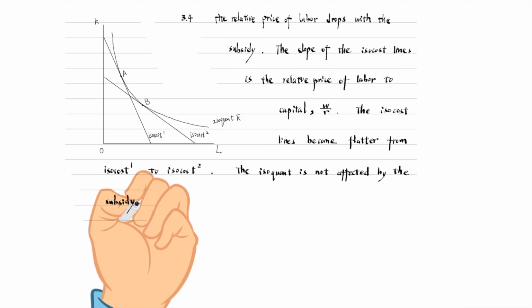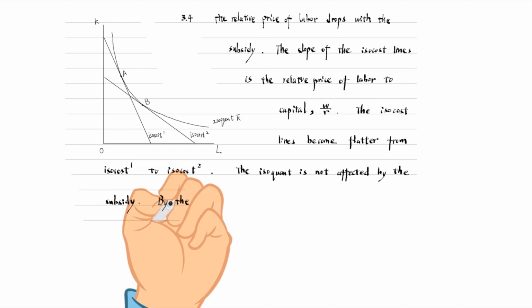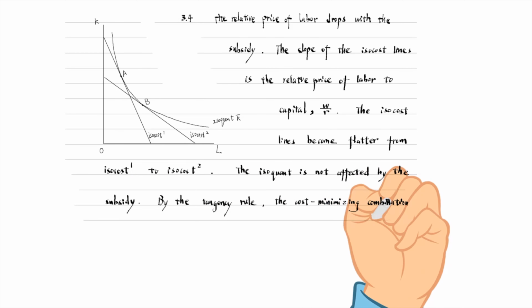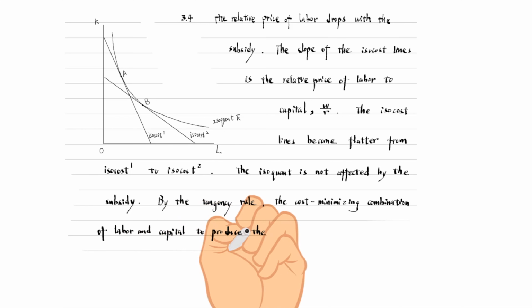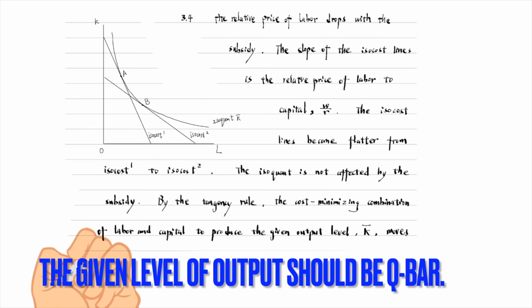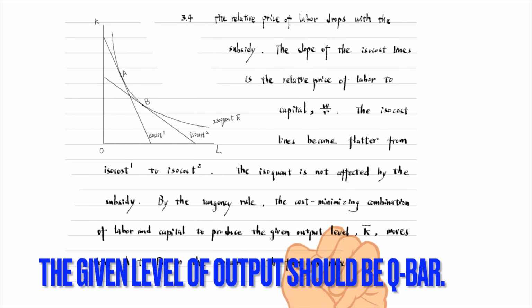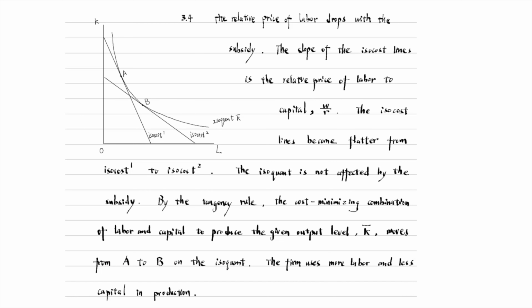Assume that we have an interior solution. By the tangency rule, the cost-minimizing combination of labor and capital to produce a given output level, Q bar, moves from A to B on the isoquant. The firm uses more labor and less capital in production.